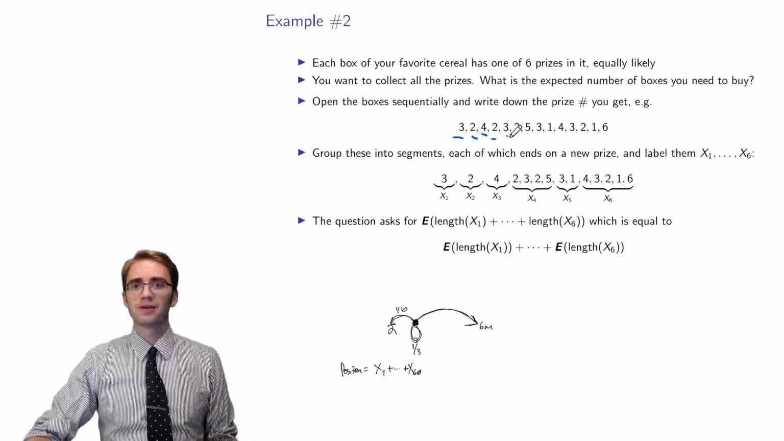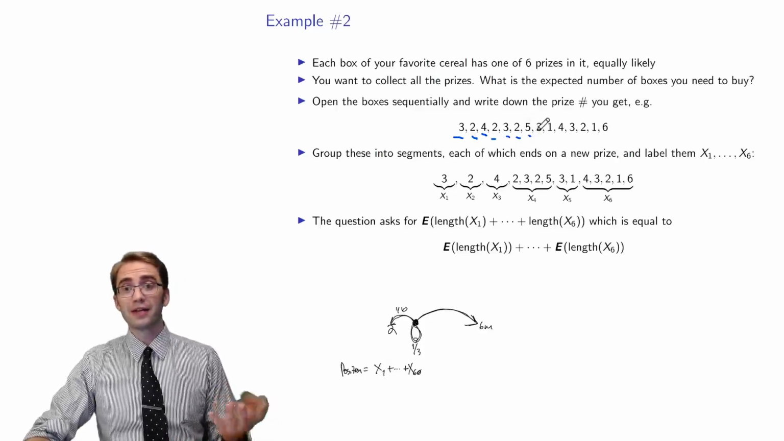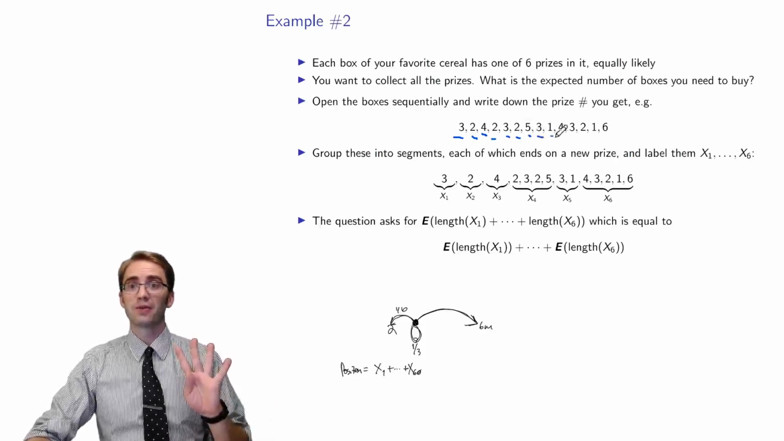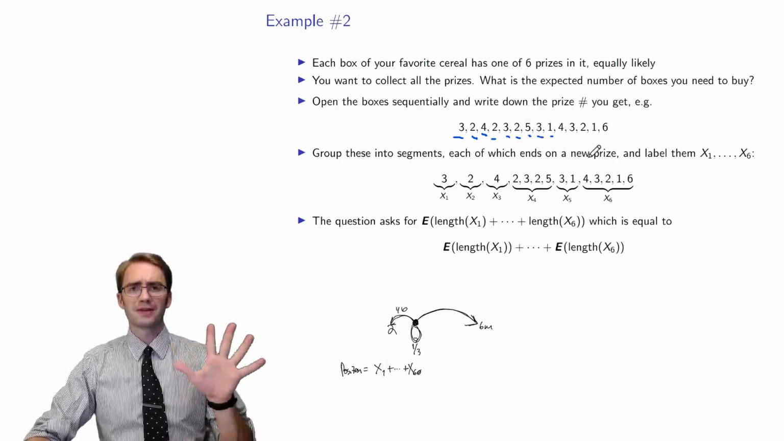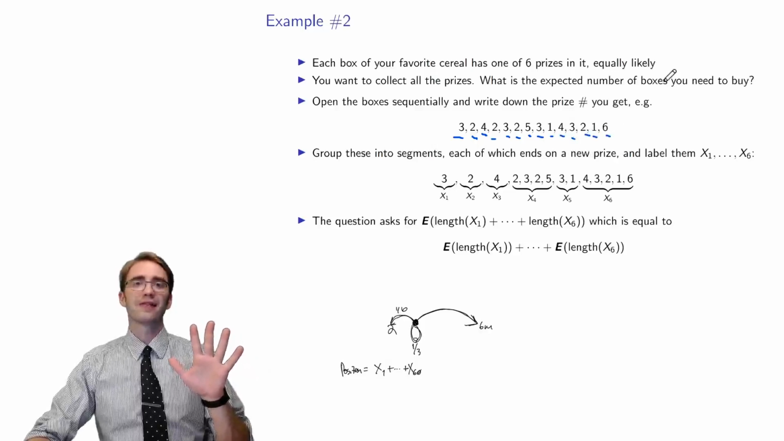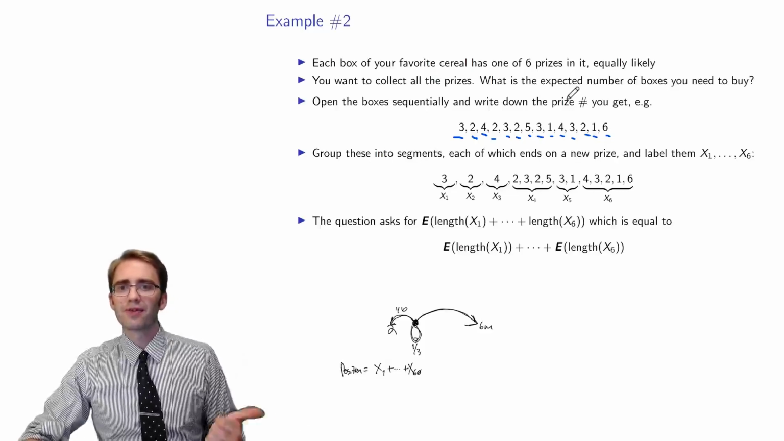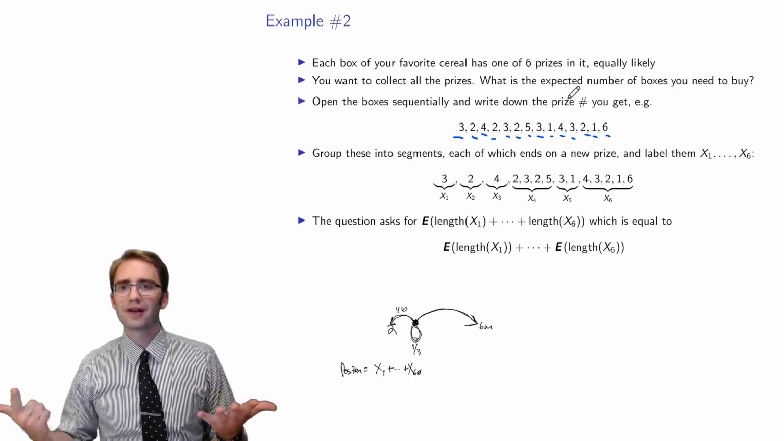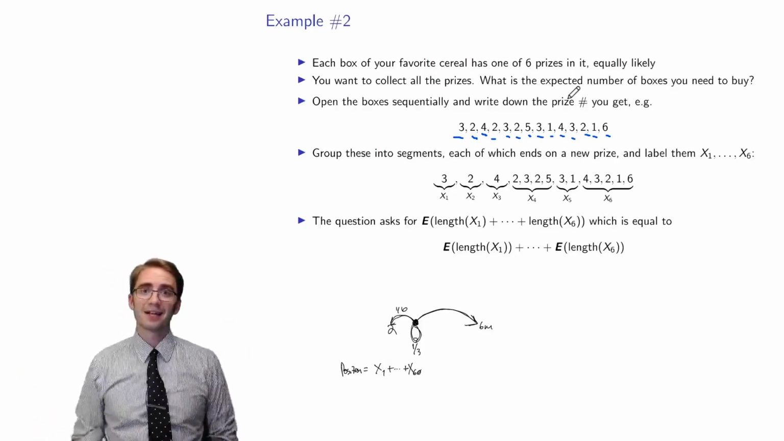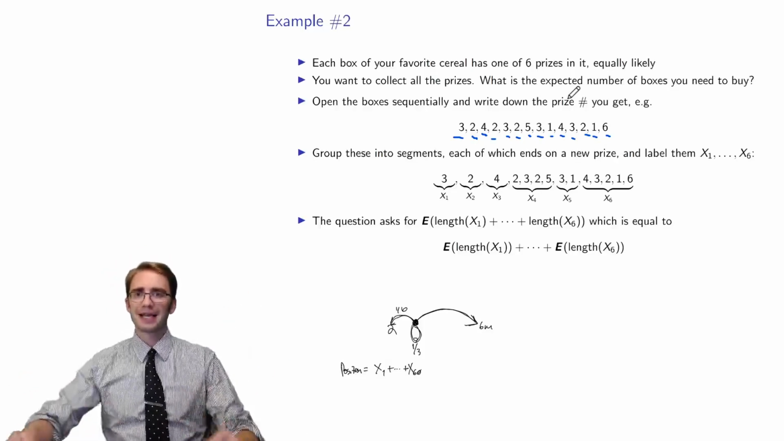But then you get a 2 and a 3 and a 2 again. You go, okay, well, the 6 boxes that I've opened and I've still only gotten 3 prizes. But then you get number 5, so now you've got 4 prizes, and then 3 and 1. And then 1 comes up, so that's the 5th one, and now you're almost all set. You just need number 6, and so you open up several more, and then finally you get that number 6. The sequence is 3, 2, 4, 2, 3, 2, 5, 3, 1, 4, 3, 2, 1, 6. So it's 14 boxes to get all those prizes in that example I just gave.